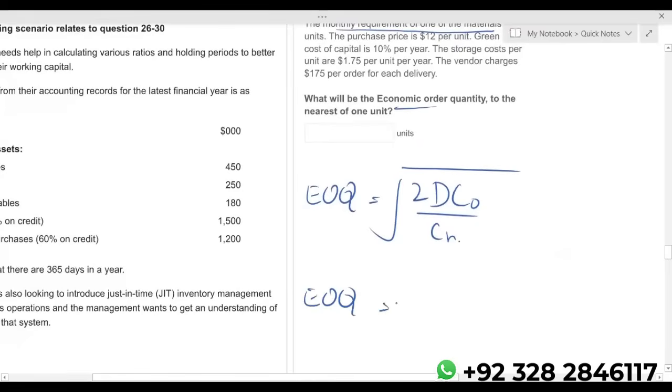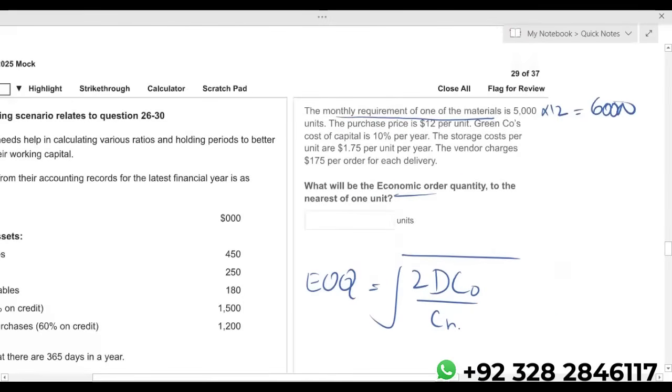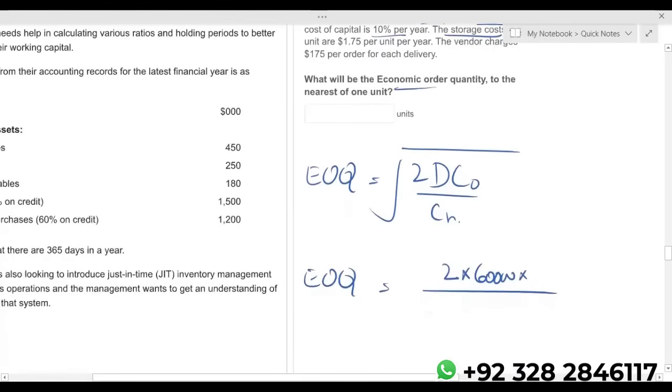Economic order quantity. 2D into... The purchase price is 12 per unit, irrelevant right now. Green company's cost of capital is 10% per year. So you are bearing the cost. The examiner has given you the information: 10% cost of capital. Okay. The storage cost per unit is 1.75. The vendor charges 175 per order for each delivery. So your ordering cost is 175. Now listen carefully.